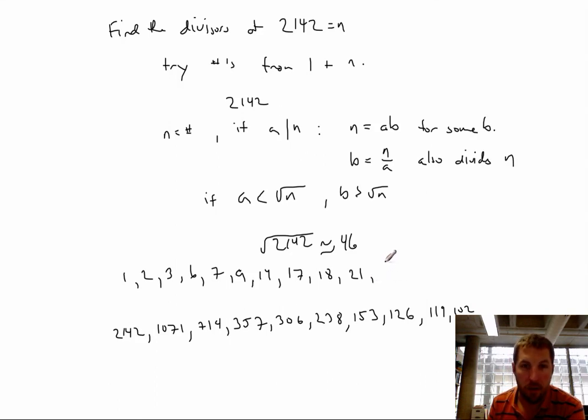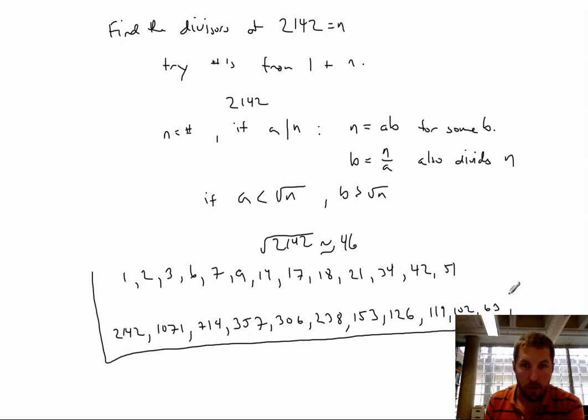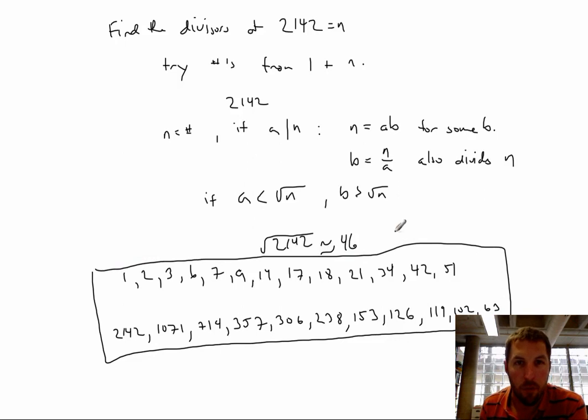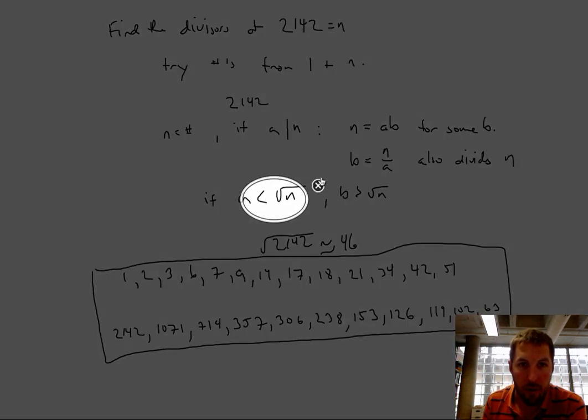Let's see here, and then let's see, skip a few. The next one turns out to be 34. 34's partner is 63. After that, we've got 42, and 42's partner is 51. And that's it. Alright, so there we were able to, again, kind of laboriously calculate the divisors of 2142. But again, the important fact here is that we use the square root of the number as sort of our reference point.